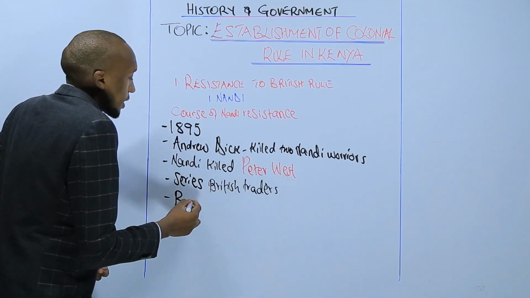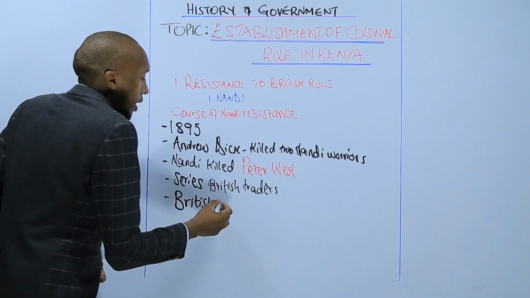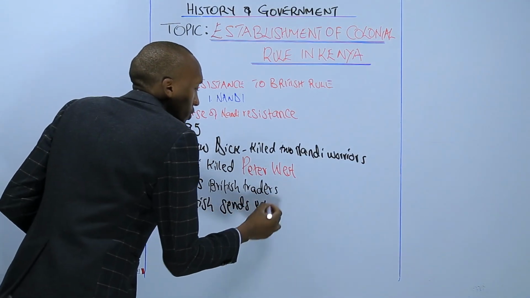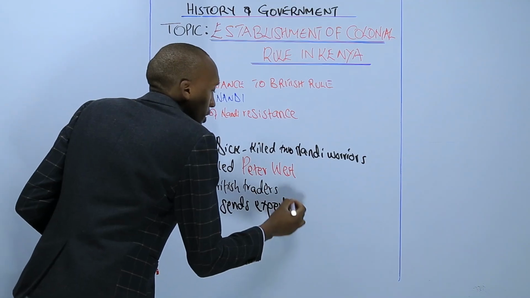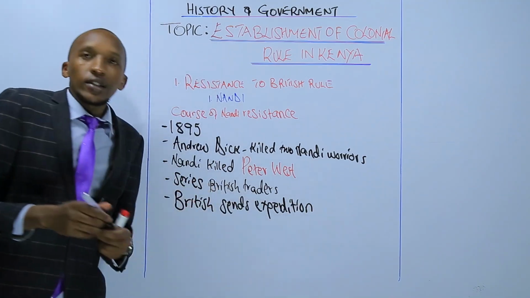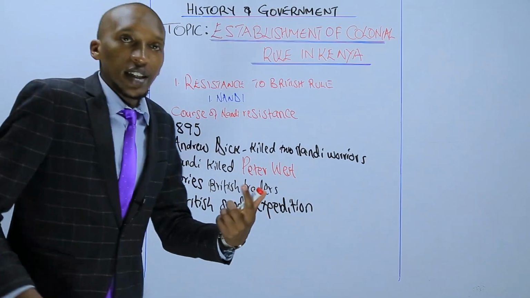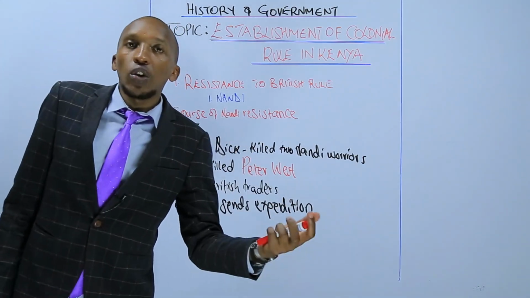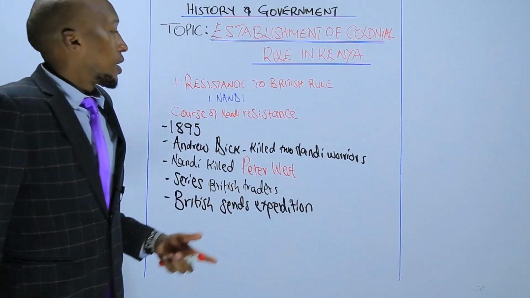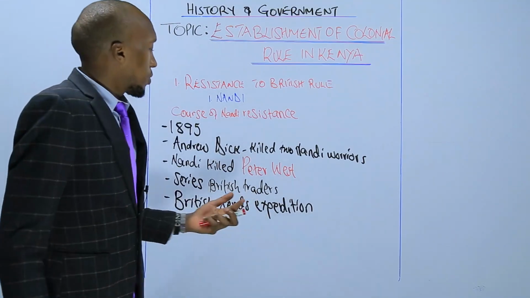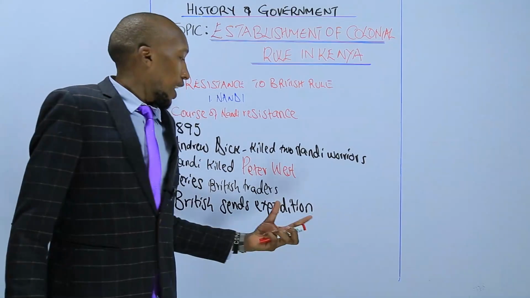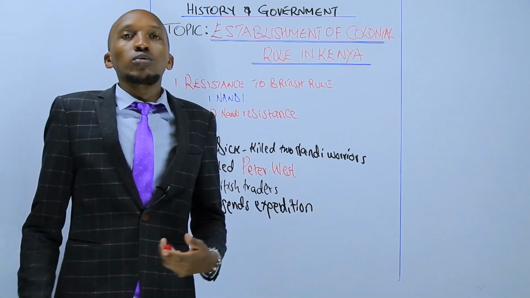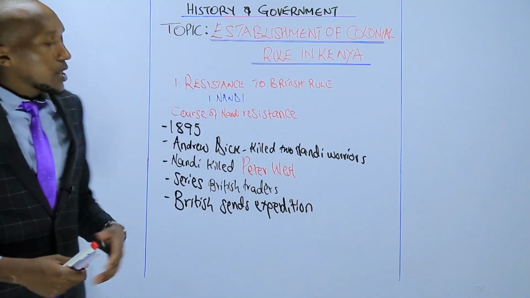So the British send expeditions, and these are organized armies to go and try and fight against the Nandi, who every now and then were attacking the traders on their trading activities. But to the detriment of the British, every time they sent an expedition, it was unable to conquer the Nandi, because the Nandi were well trained.